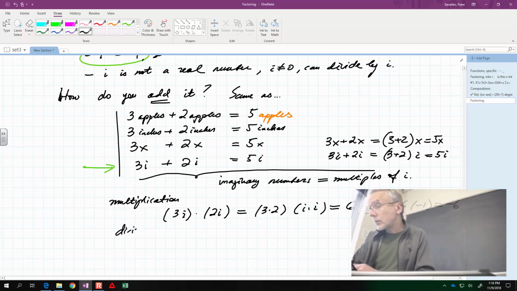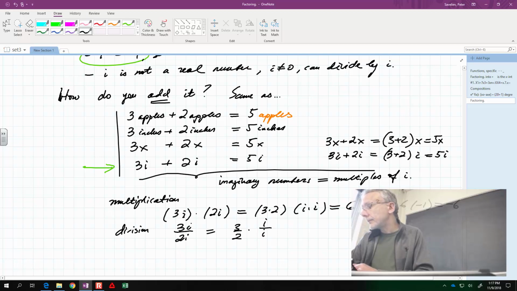Division is not hard either. 3i divided by 2i. Once again, factor things out. What's the answer?